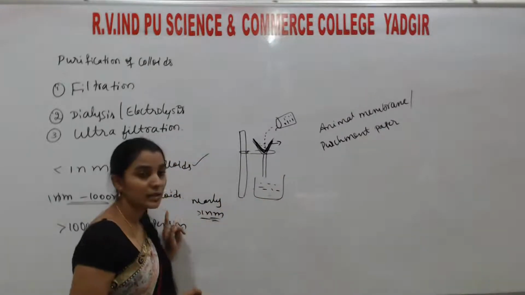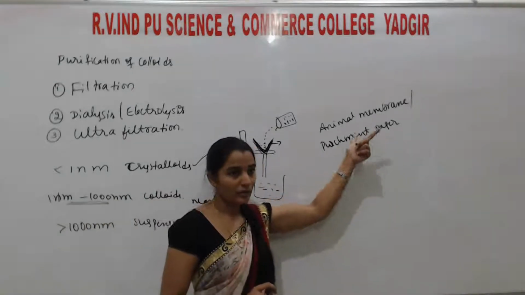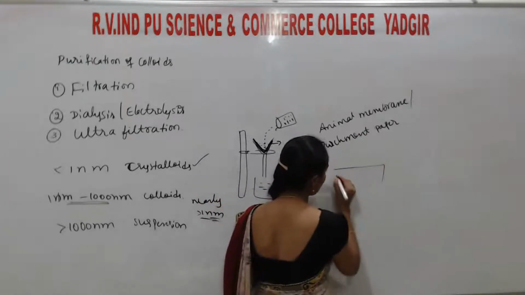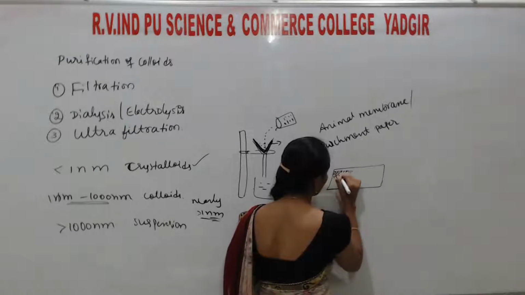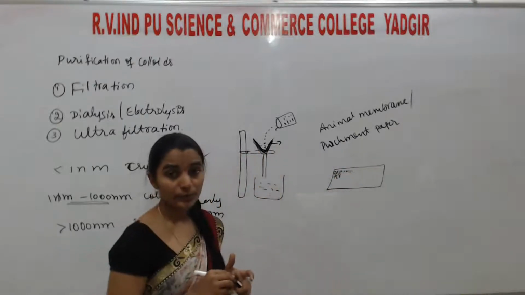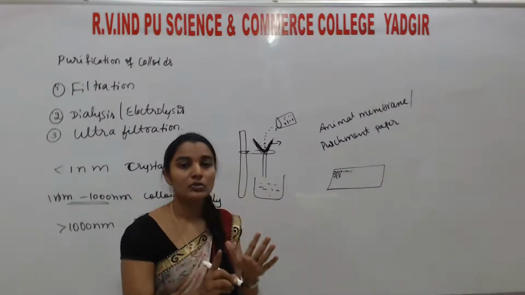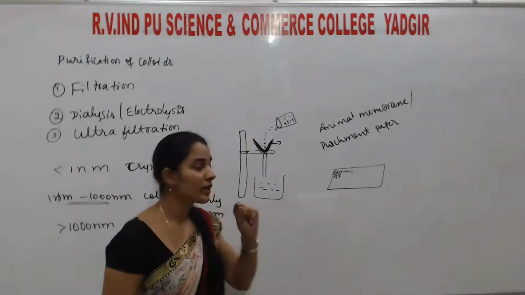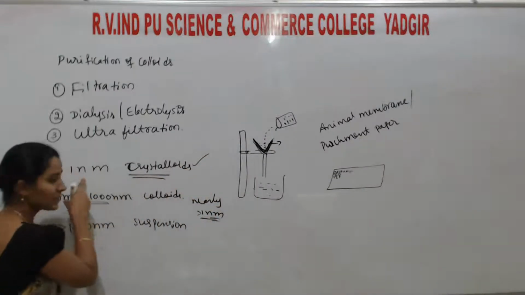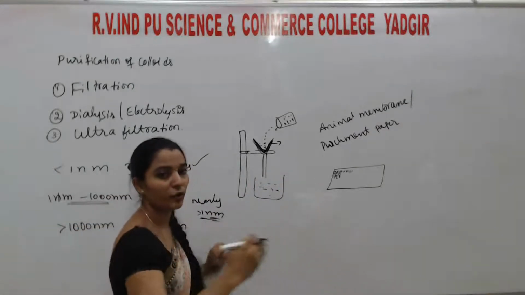So to filter such types of true solutions, we require this parchment paper. Understand? It has very small pores, like this. The smallest pores it consists of means if we use this parchment paper, it allows only the true solution to pass through. True solutions means crystallites which are less than 1 nanometer. Only they pass, and it completely stops the transfer of colloidal particles.